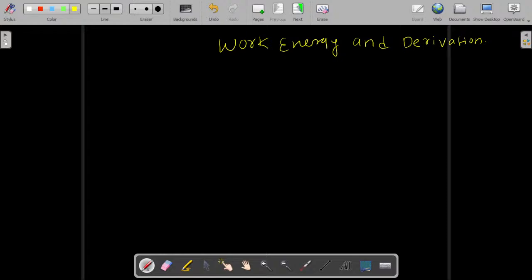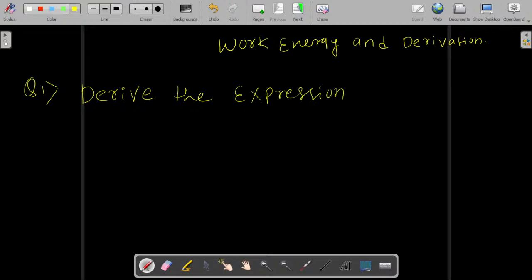First write down question number 1. Derive the expression for kinetic energy. KE means kinetic energy. Derive the expression for kinetic energy.